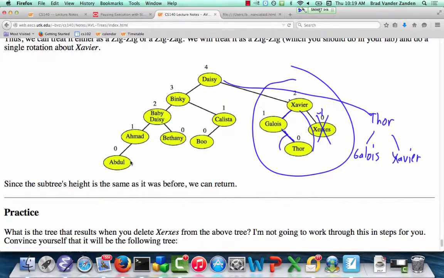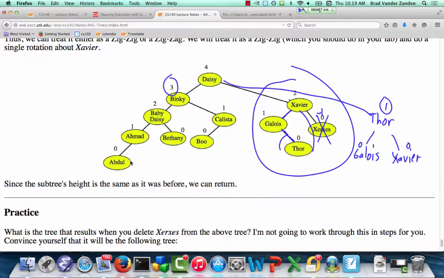Okay, so if I do my heights, what do I notice about Daisy? After I rebalance Thor, these are my new heights, 0, 0, and 1. What do I notice about Daisy? What are her two children? They're imbalanced. Binky is a 3, Thor is a 1.